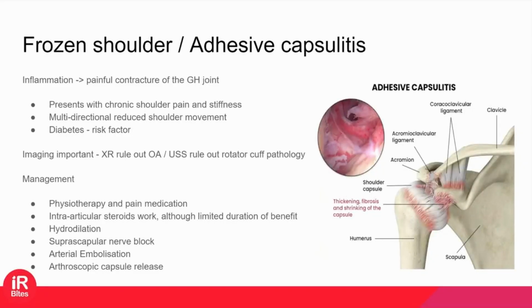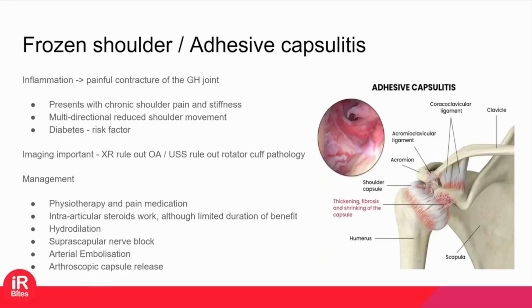Patients might not be able to move it, not just in one direction, but all directions. And so if someone presents with chronic pain and stiffness and you can't pinpoint a particular movement, it's just globally reduced, you should always think, do they have frozen shoulder or adhesive capsulitis? The main risk factor, particularly in medical exams, is diabetes. So always be aware that a middle-aged person's shoulder pain and diabetes is adhesive capsulitis until proven otherwise.